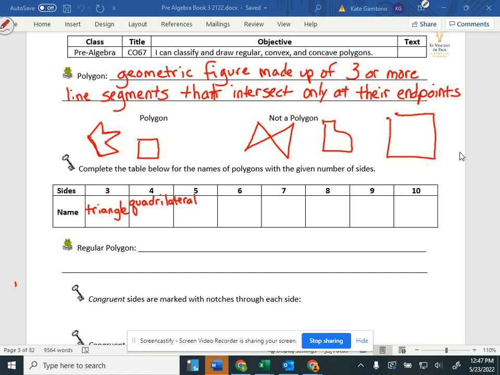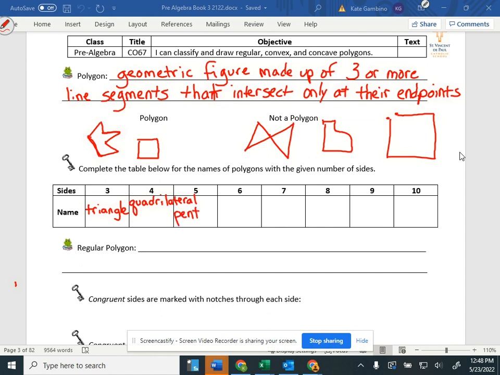So a square is a quadrilateral. A rectangle is a quadrilateral. A rhombus is a quadrilateral. A trapezoid is a quadrilateral. They're all specialty types of quadrilateral. What we're working with on this objective is just the general 4-sided figure. Any 4-sided figure is a quadrilateral. What if it has 5 sides?